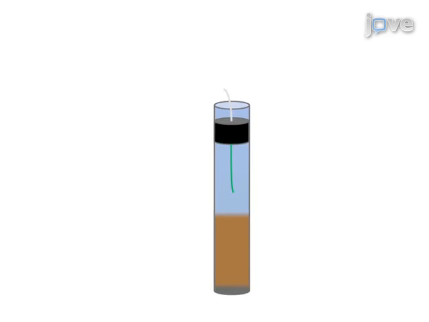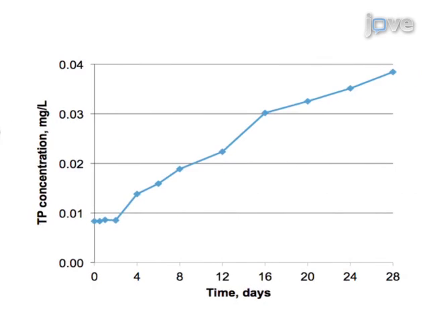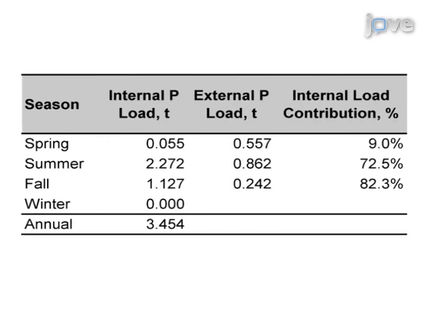Next, the water overlying the sediment cores is sampled for phosphorus concentrations at regular intervals throughout the incubation period. Finally, the phosphorus release rates are calculated and the internal phosphorus load can be estimated based on the changes in phosphorus concentration over time. Ultimately, the laboratory-based sediment incubations are used to quantify internal phosphorus loading to lakes, identifying the role of the sediments in lake eutrophication.